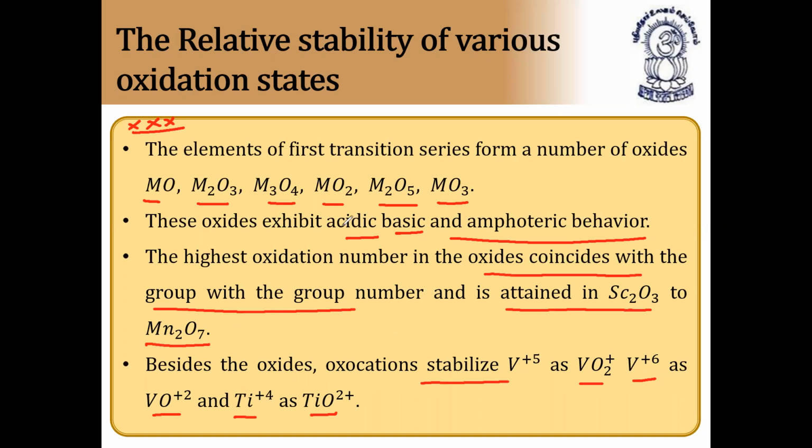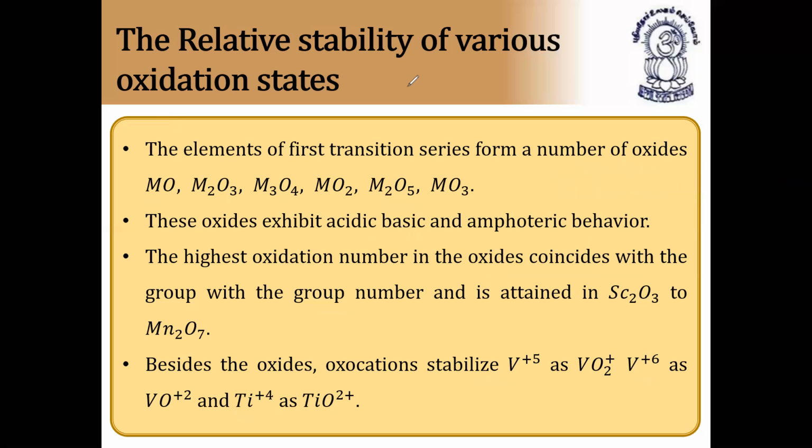And about the nature of oxides, they can form acidic oxides, basic oxides, and amphoteric oxides. Higher oxidation number oxides are acidic in nature, and they are covalent in nature. Whereas lower oxidation state oxides are basic in nature. They are ionic in nature because oxygen is electronegative. Now you can see the nature of oxides.